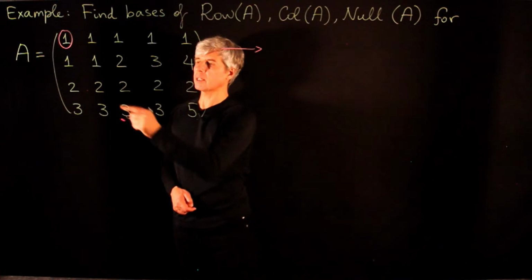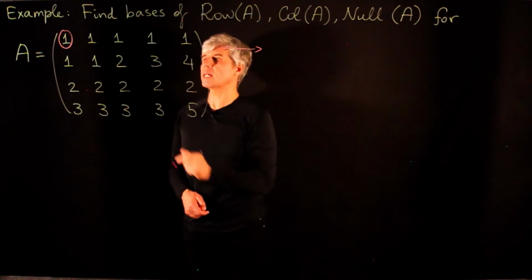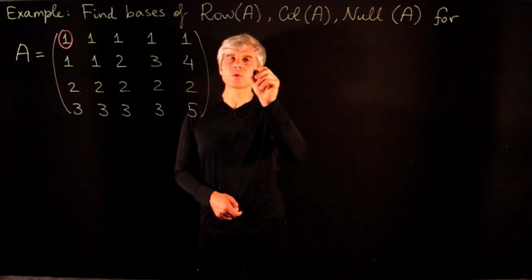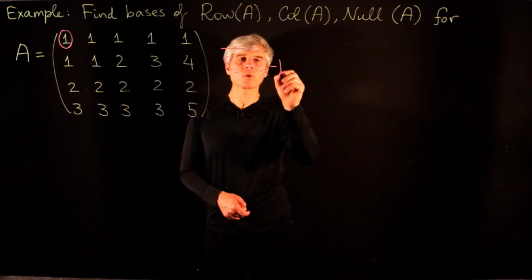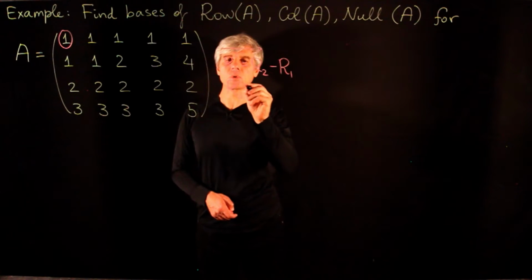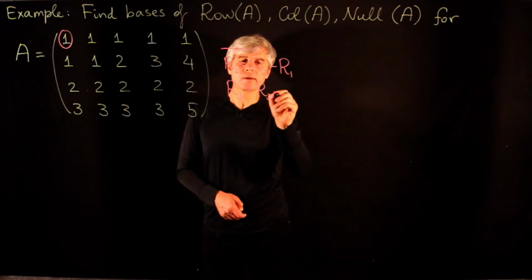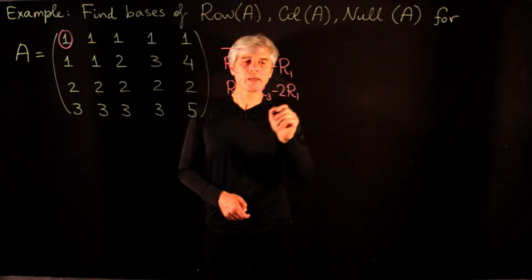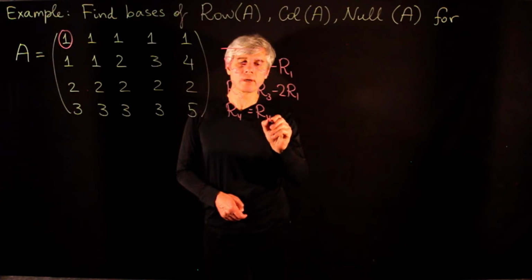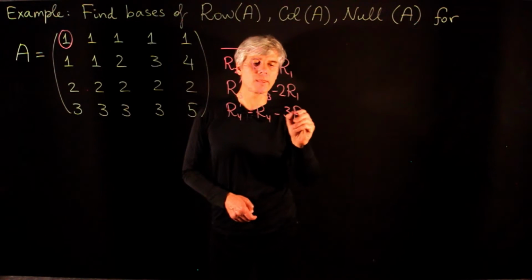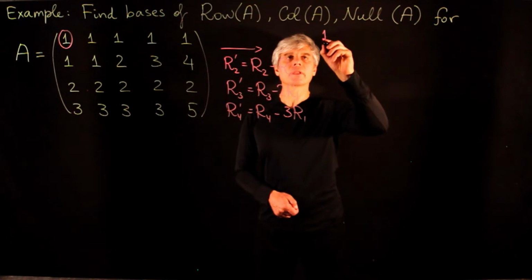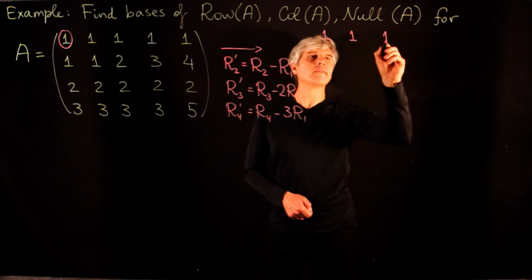So by using elementary row operations and subtracting multiples of the first row, we say row 2 new is row 2 minus row 1. Then row 3 new is row 3 minus 2 times row 1. And row 4 new is row 4 minus 3 times row 1. So if we do this, we get the following matrix. Well, the first row is unchanged.